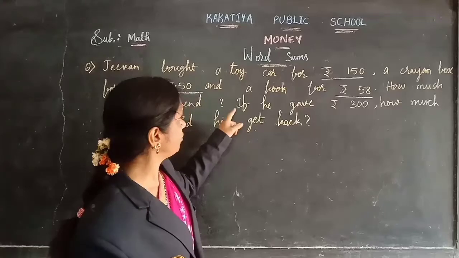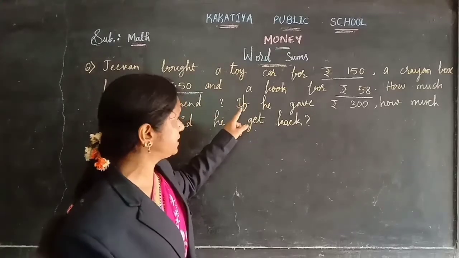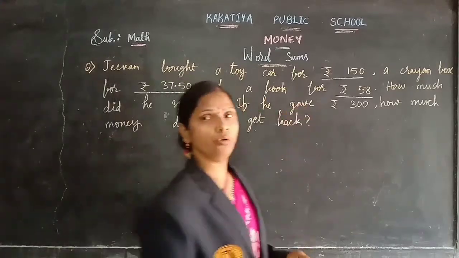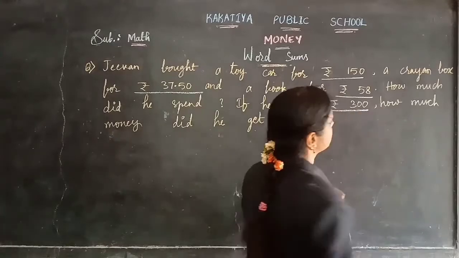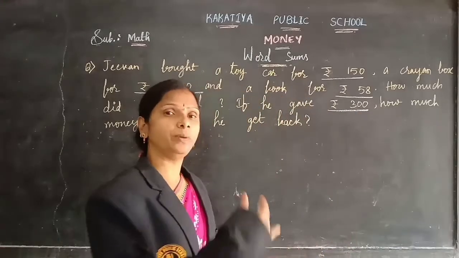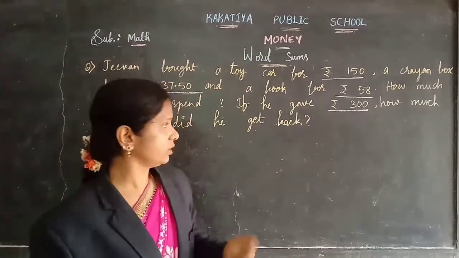So next they have given some more information. Let's see that if he gave 300 rupees, means 300 rupees to the shopkeeper, children. Okay.